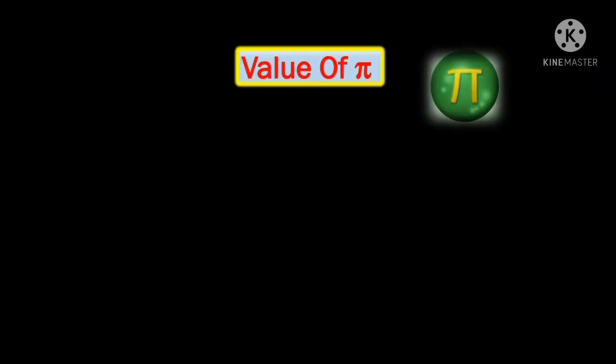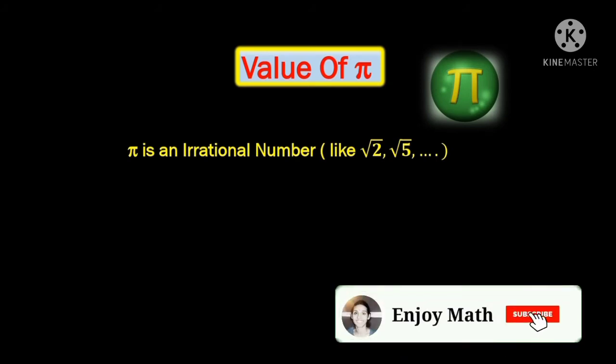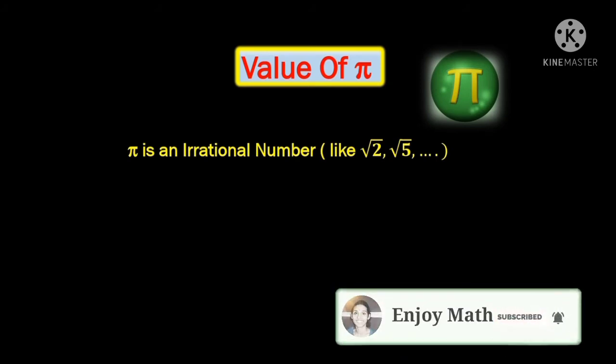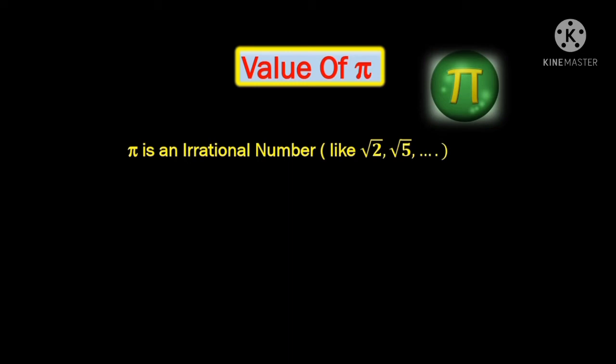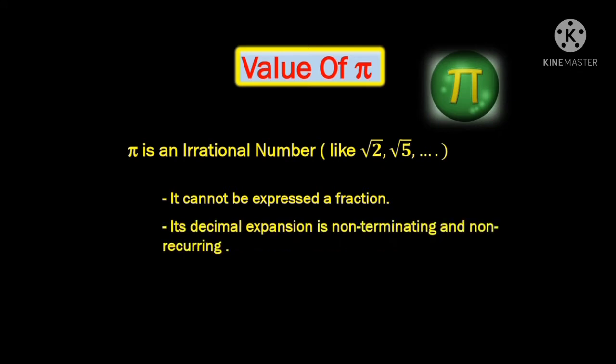Friends, now let's see what is the value of pi. So pi is an irrational number. Other examples include root 2, root 5, root 11, etc. So being an irrational number, you cannot write pi as a fraction. Moreover, the decimal part of pi is non-terminating, that is, it's infinite, and also it is non-repeating.